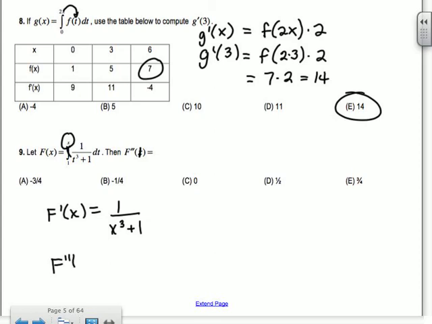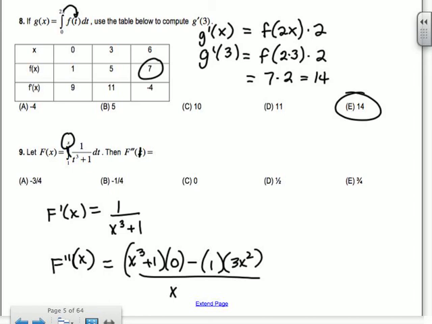All right, how about f double prime? What do we do? Quotient rule, right? Low d high minus high d low, all over the square of what's below. So you end up with negative 3x squared over x cubed plus 1 quantity squared. So if I'm finding f double prime of 1, just plug in 1, so I get negative 3 over 1 cubed plus 1, so 2 squared, so 4. So negative 3/4, A.